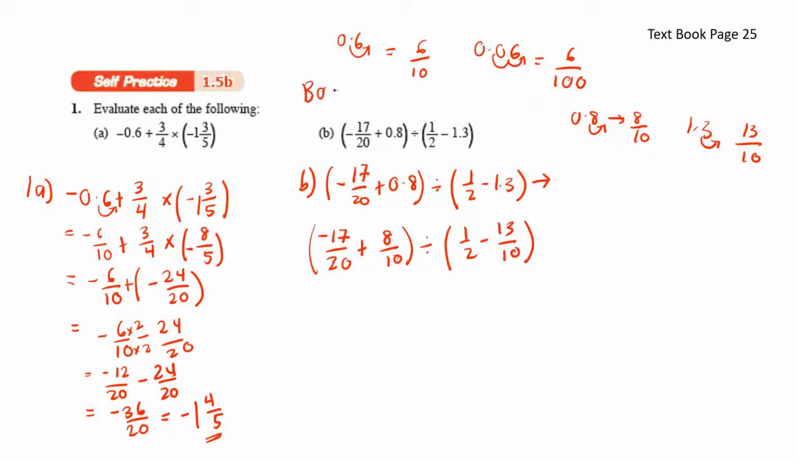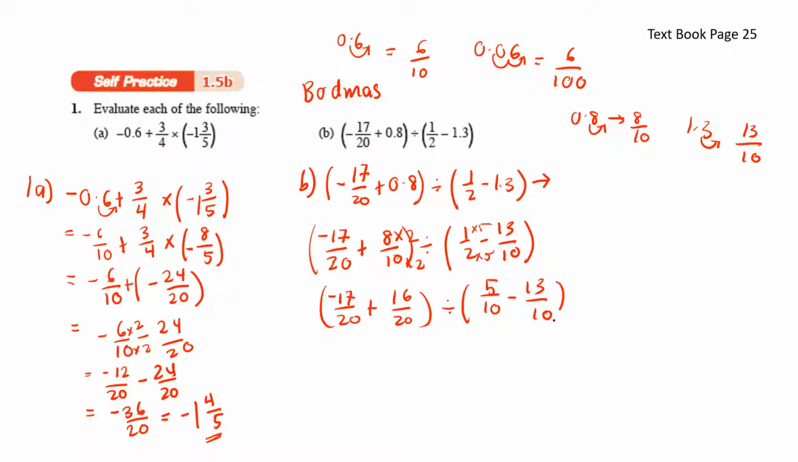According to the BODMAS rule, we'll have to do the operations within the brackets first. So here we will times by 2, here by 2, and that will give us negative 17 over 20 plus 16 over 20 divided by 5 over 10 minus 13 over 10, because here we'll times by 5 and 5. Next let's do the operations within the bracket. That will give us negative 1 over 20 divided by negative 8 over 10.